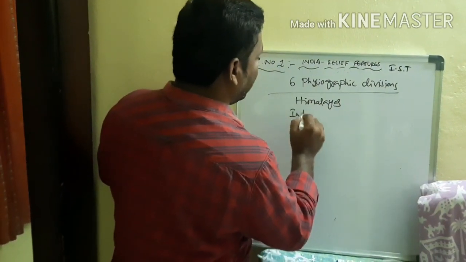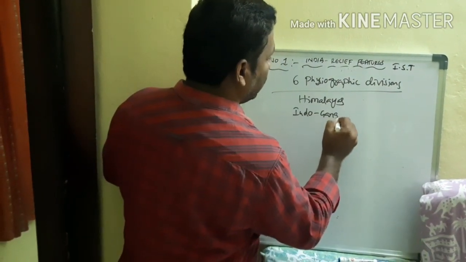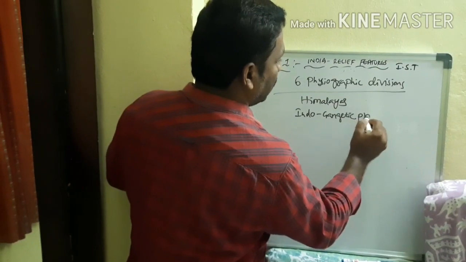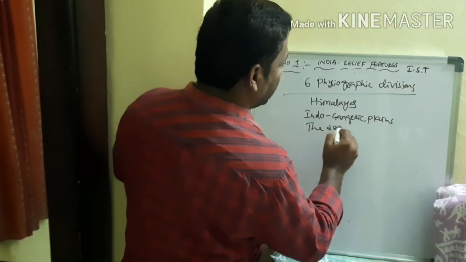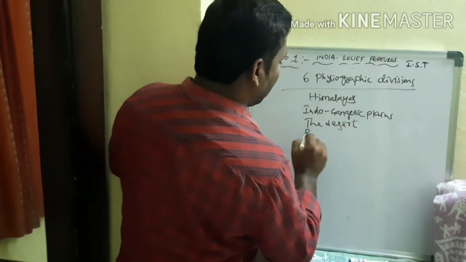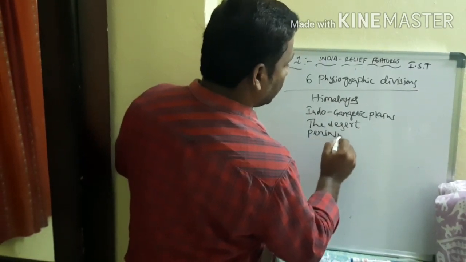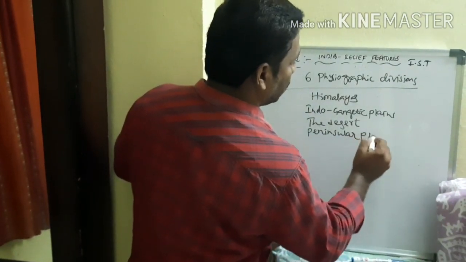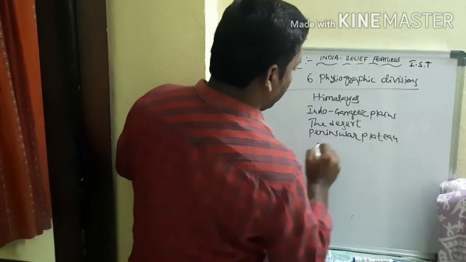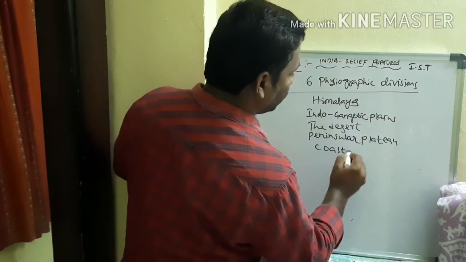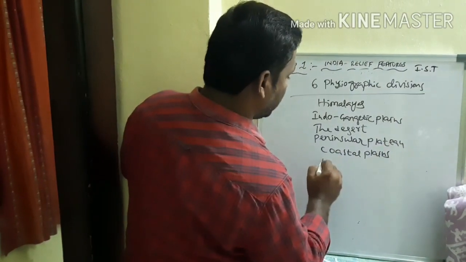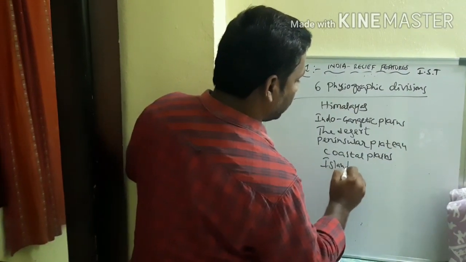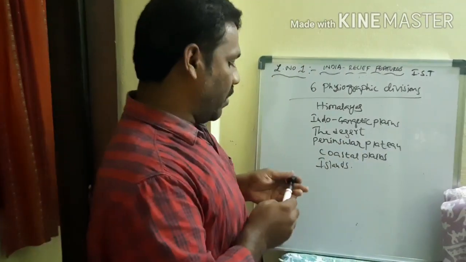Second is Indo-Gangetic Plain. Third is desert, Peninsular Plateau. Next, coastal plains. Last one is islands. We will discuss one by one.